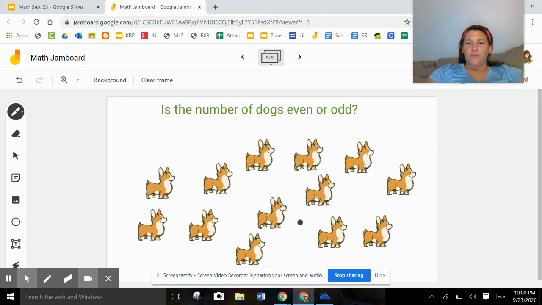So these are kind of cartoons of her. I got so excited when I found this image and I was like, you know what? We're going to see if we can find out if this is an even or odd number of corgi dogs. All right. So you know what to do. What do we do first?